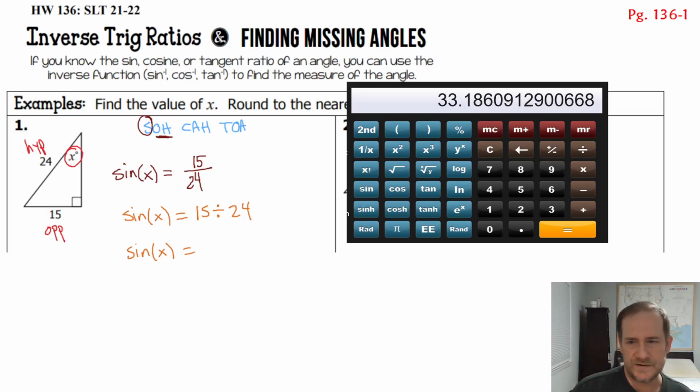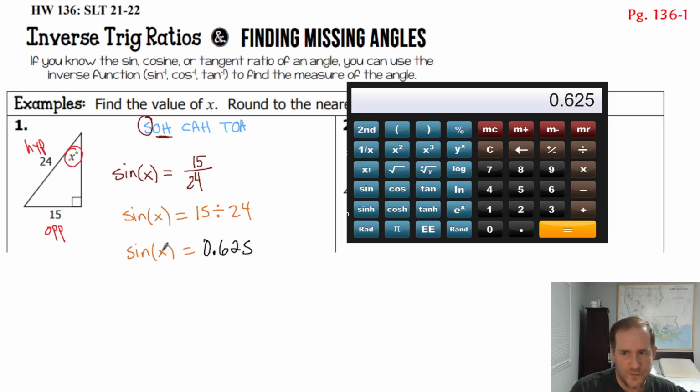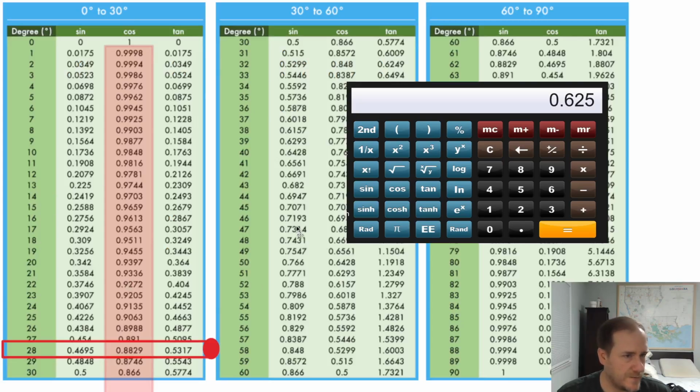So what did we just say to do? We said let's do 15 divided by 24. That's going to give us some decimal, 0.625. So the idea is we would take that decimal, 0.625, and we have to figure out what angle has a sine that equals 0.625. There's no way to do that without a calculator other than to go to our trig tables again, like we do.